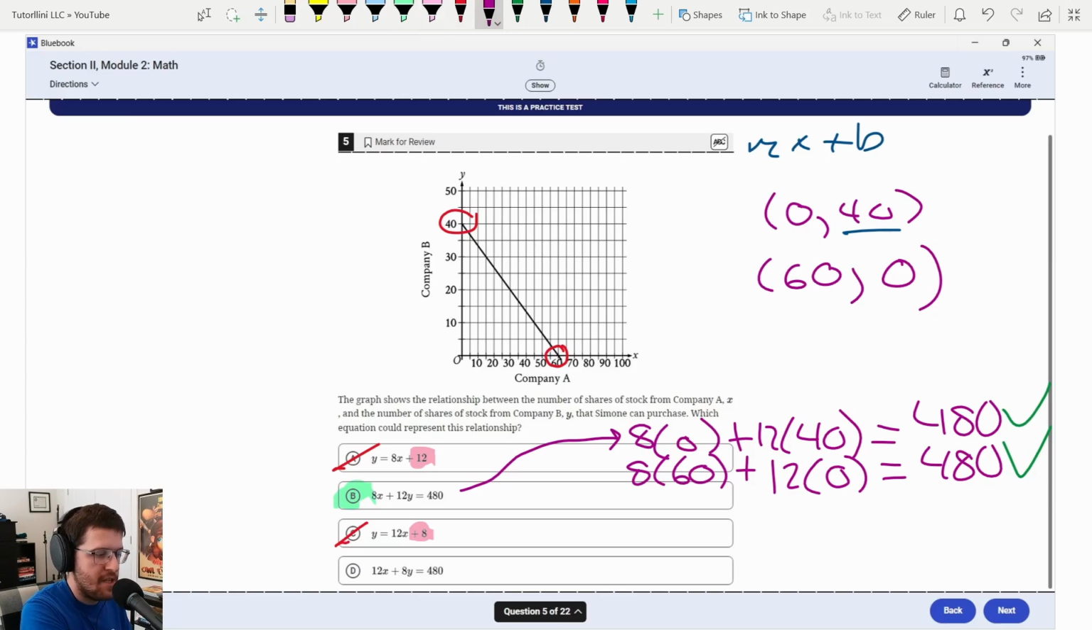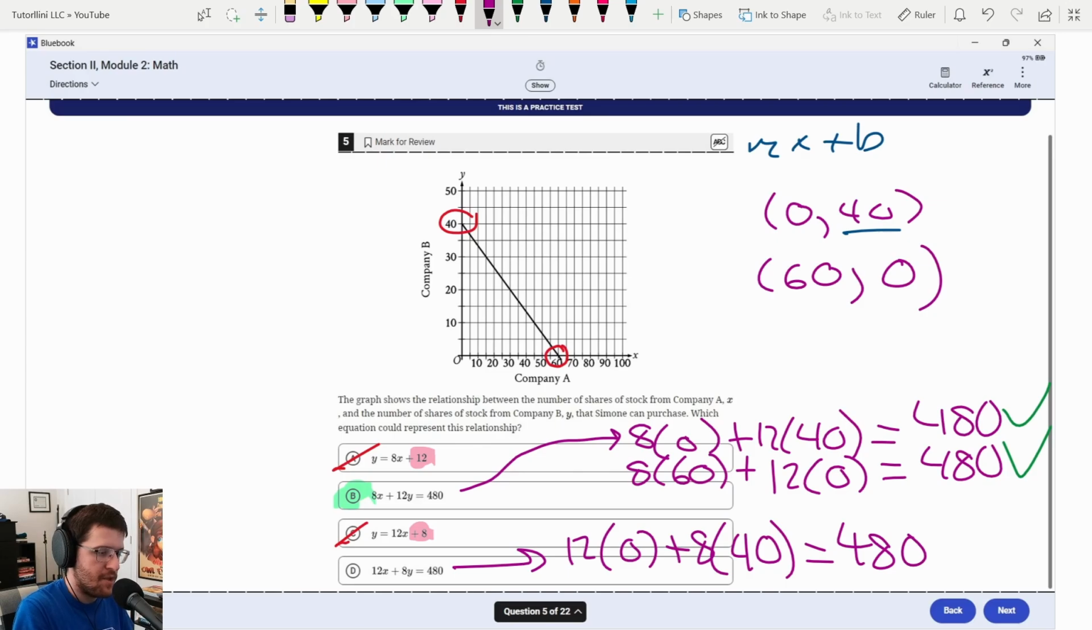Let's try D. So if we did the first one, 12 times 0 plus 8 times 40 equals 480. 12 times 0 is 0, and then 8 times 40 is 320. So we get 320 equals 480. No, that is no good. So this one must be wrong. And we did a good job picking our answer.